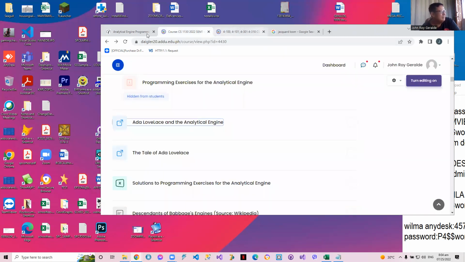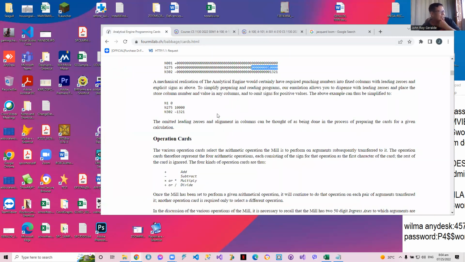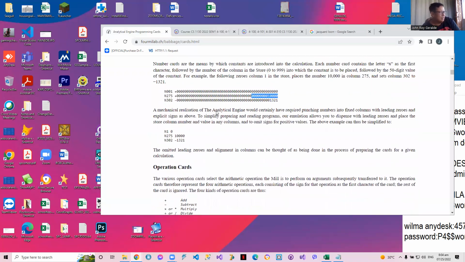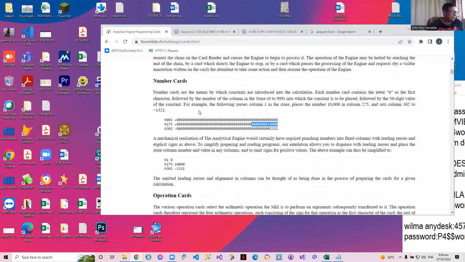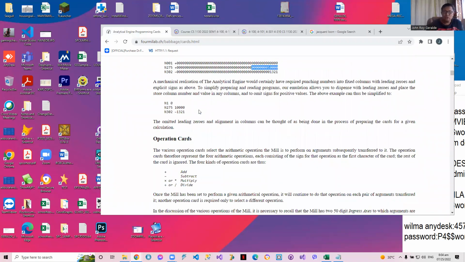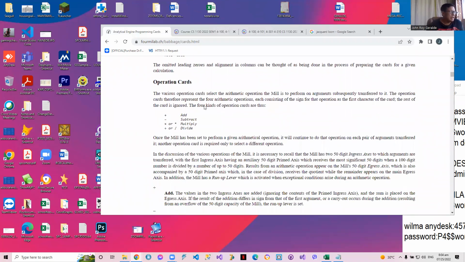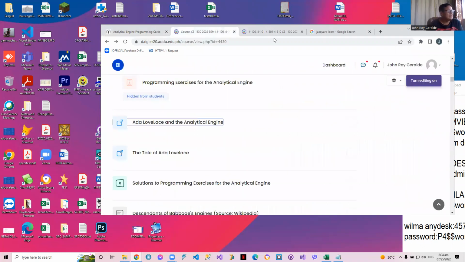Any questions so far? No? So the program can contain two types of cards: number cards, which store values into variables, and operation cards, which indicate operations. Okay?